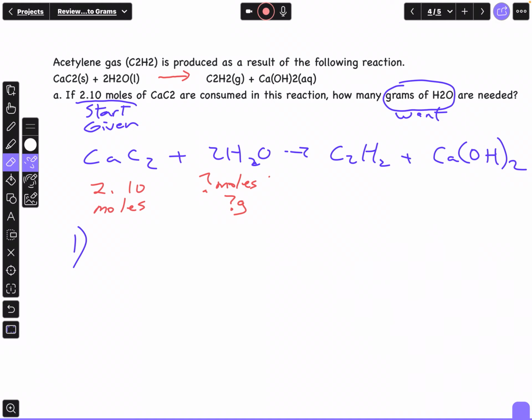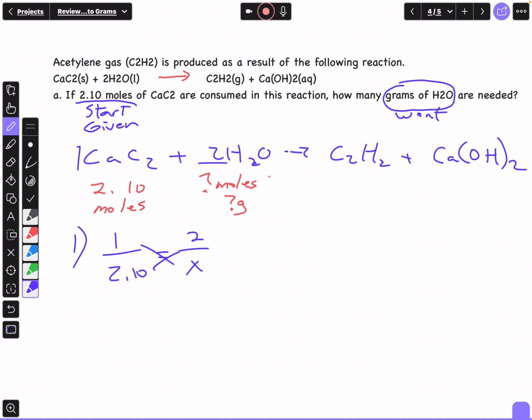But basically, I cannot go directly from moles of one substance to grams of another substance. I can only go from moles of one substance to moles of the other substance. So I'm going to do that first. That's a 1 mole thing, so I'm going to put 1 over 2.10 equals this coefficient here for H2O, which is 2 over X. And X is going to be my moles of H2O.